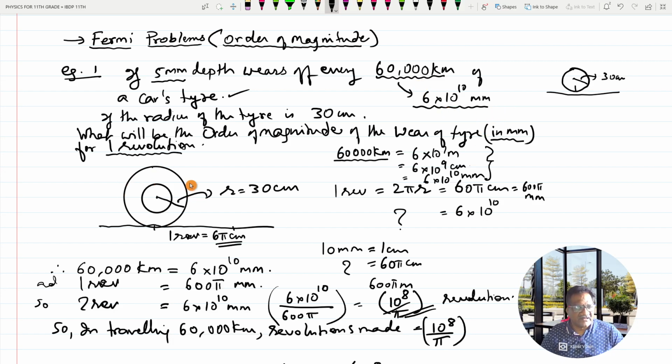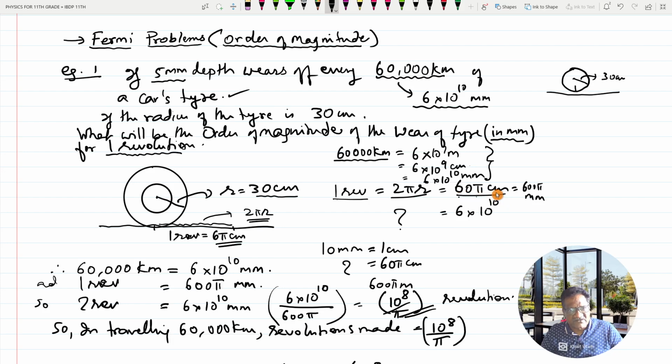Fine. Now here is the tire that I am trying to show you, and the radius of this tire is 30 centimeter, and this is the road on which it is traveling. Suppose this tire makes one rotation or one revolution. After one revolution, what will be the distance traveled by the tire? This will be nothing but 2 pi r, that is equal to the circumference of the tire. In one revolution, the distance covered by the tire will be 2 pi r. And 2 pi r is 2 into 30 centimeter, so it will be 60 pi centimeter.